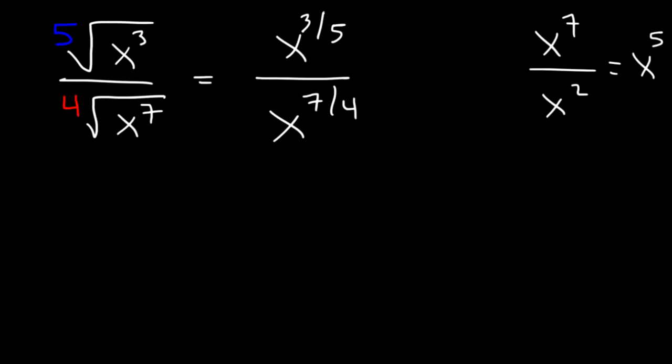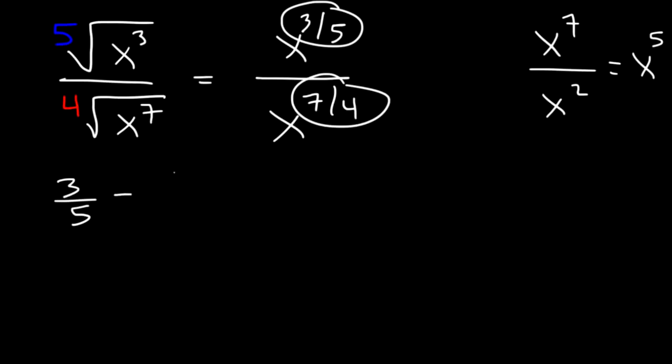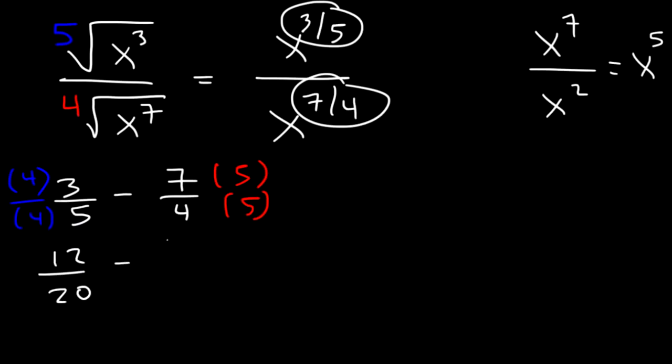So in this case, we've got to subtract the fractions. So we have 3 over 5 minus 7 over 4. So let's go ahead and get common denominators. Let's multiply this fraction by 4 over 4 and the other one by 5 over 5. So this will give us a common denominator of 20. 4 times 3 is 12. 4 times 5 is 20. 7 times 5 is 35. And 12 minus 35 is negative 23 over 20. So that's what we have at this point.